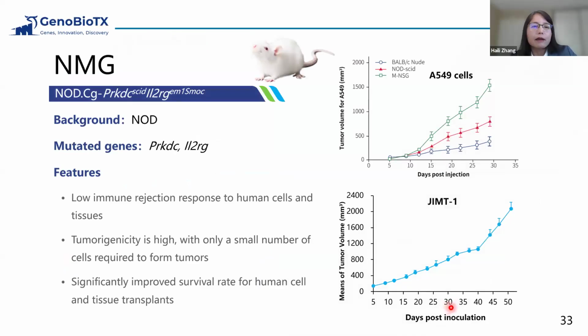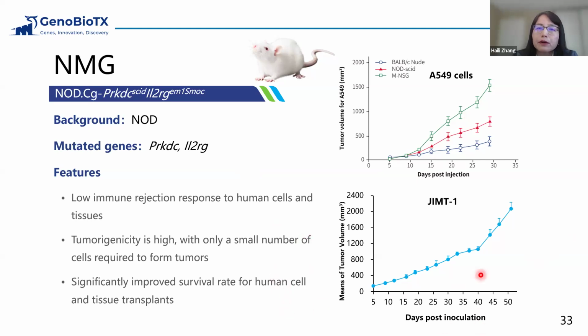So, SMOC NMG. The background mouse is NOD, and the mice carry two mutations. One is a PRKDC mutation, and also a completely null allele of the IL-2 receptor gamma chain. The main features of this model include low immune rejection to human tissues and cells, and high tumorigenicity. The model significantly improves survival rate for the human cells and tissue transplants.